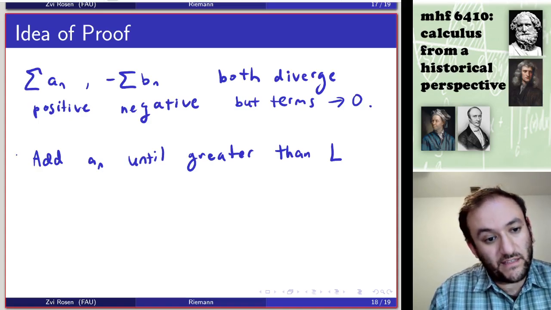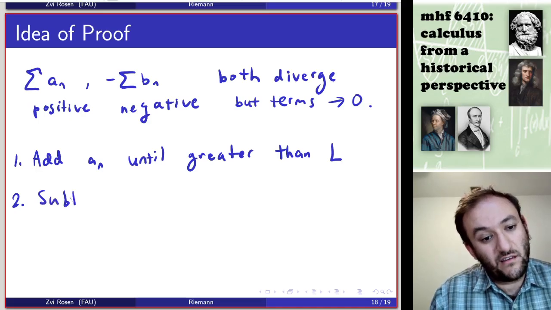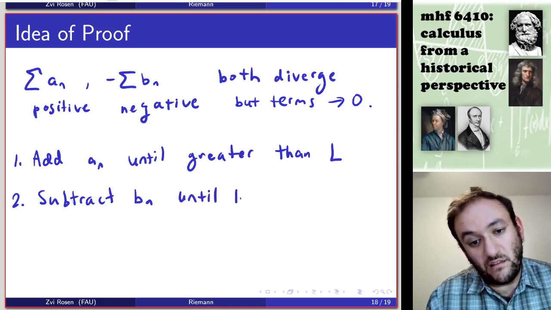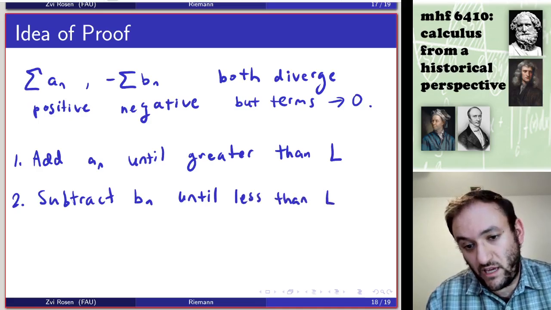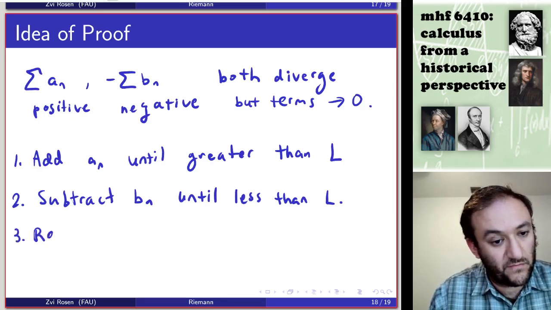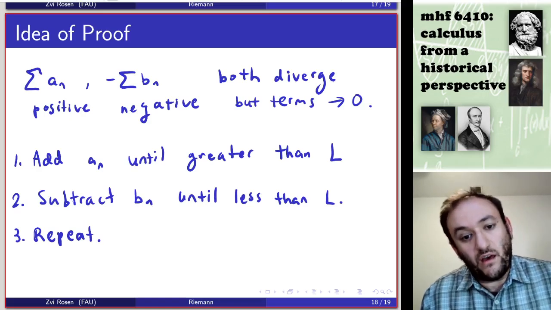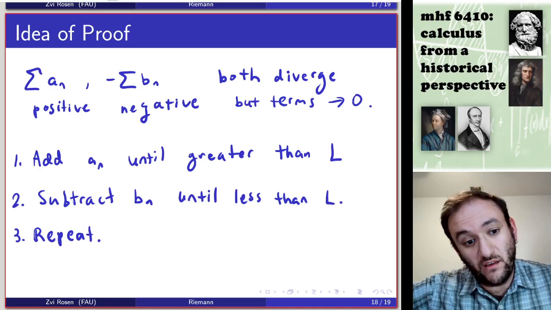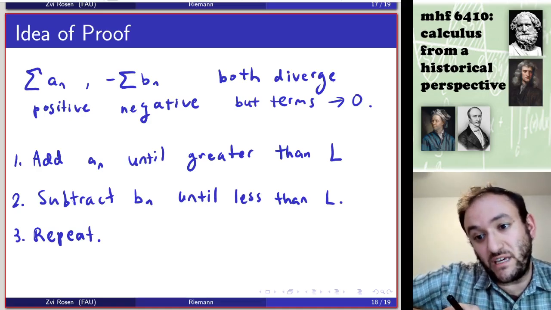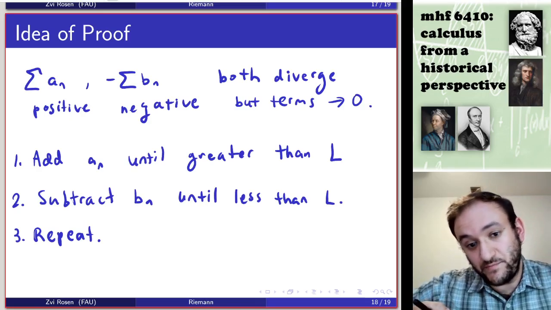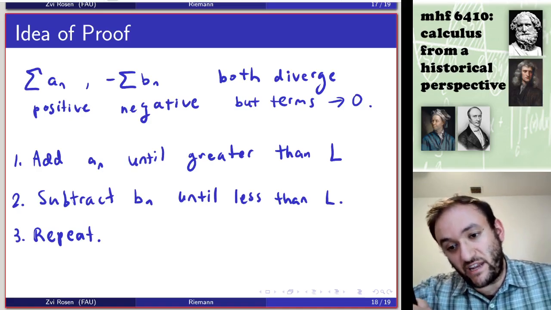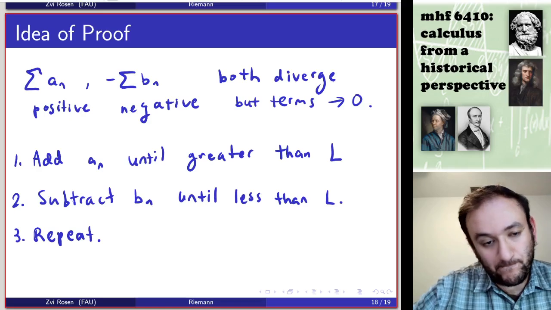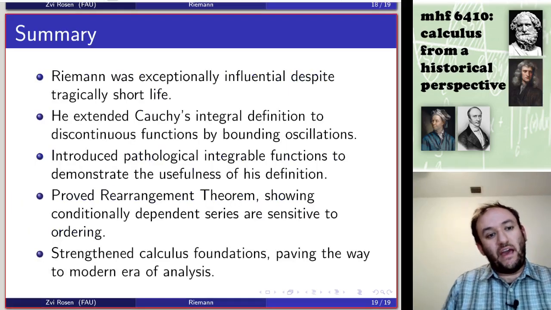Okay, that's our first step. Then subtract bn until less than L. Okay, and then just lather, rinse, repeat. We're always going to get higher than L because the an diverge to infinity. And we're always going to get less than L because the bn diverge to infinity. But because those pieces are getting smaller and smaller, as we overshoot L, we're overshooting by less and less. Okay? And that was the Riemann rearrangement theorem.